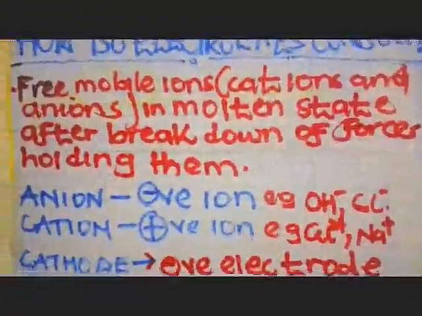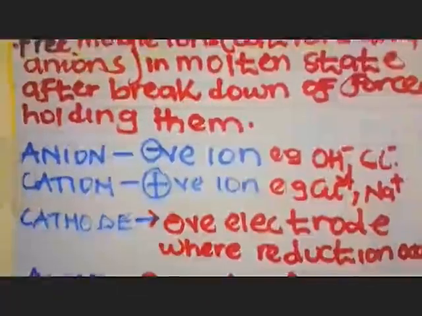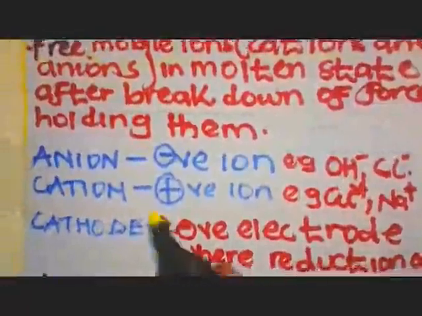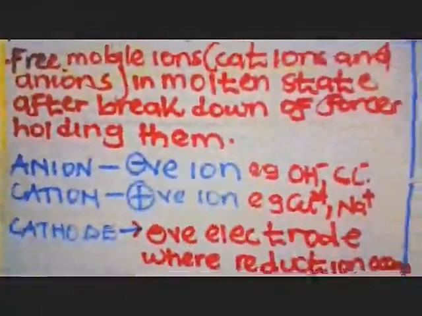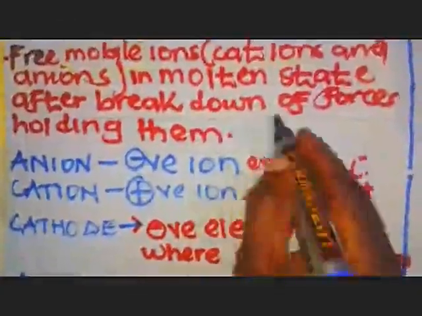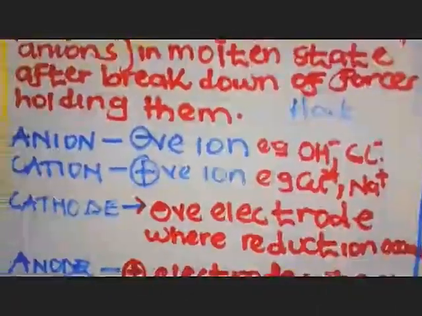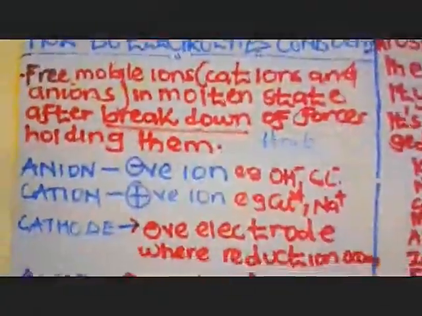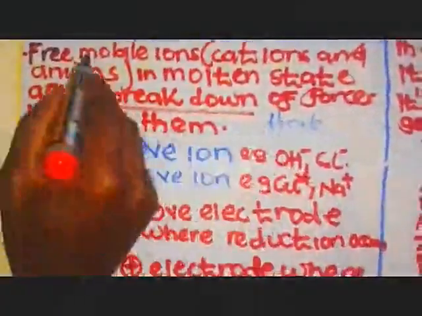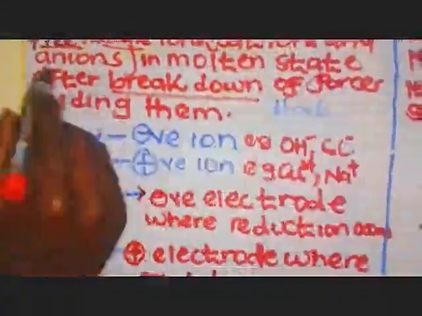But what matters is that the force holding the cations and anions in the solid state is stronger. How would you weaken them? You weaken them by heating, or by putting in solution state. When you heat the sample, or when you put it in a solution state, you weaken the forces of attraction, and then there will be the breakdown of the forces to release what we call the free mobile ions. These ions, we have said, are cations and anions.